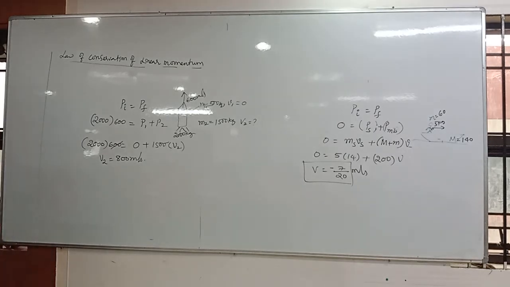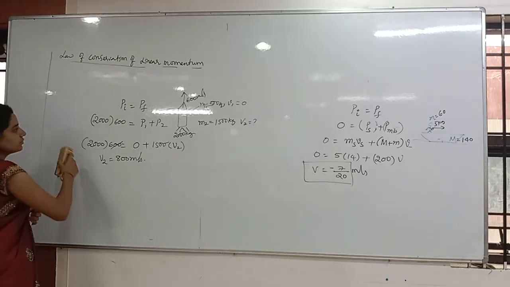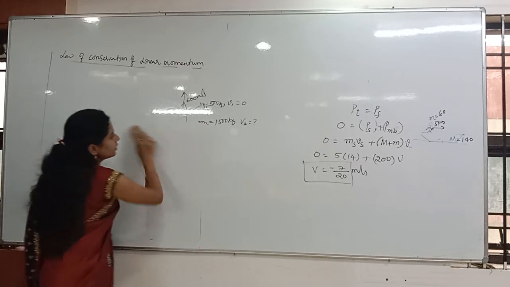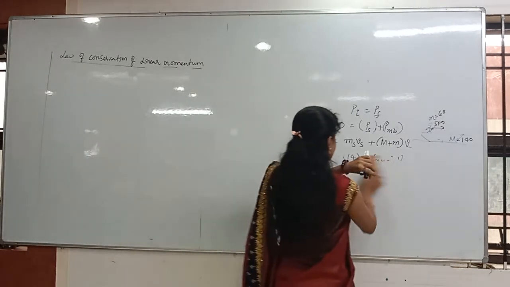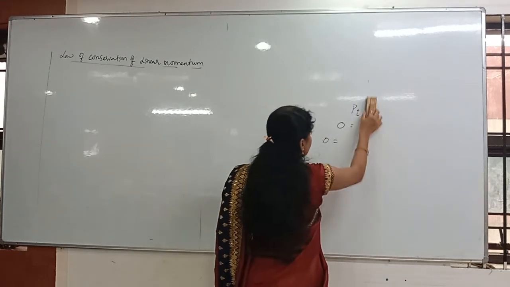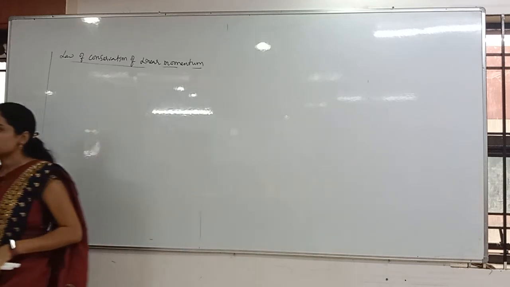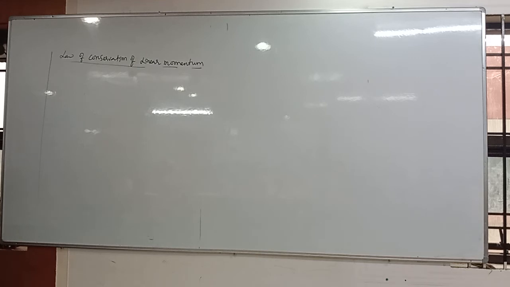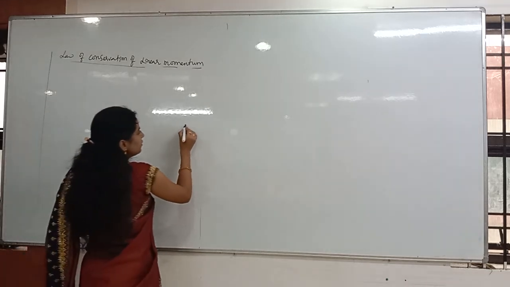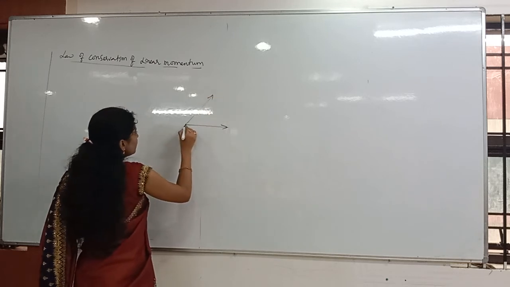Next one is, find the momentum of the third fragment if a bomb gets exploded into three pieces of masses m1, m2, m3, and moving with velocities v1, v2, v3.